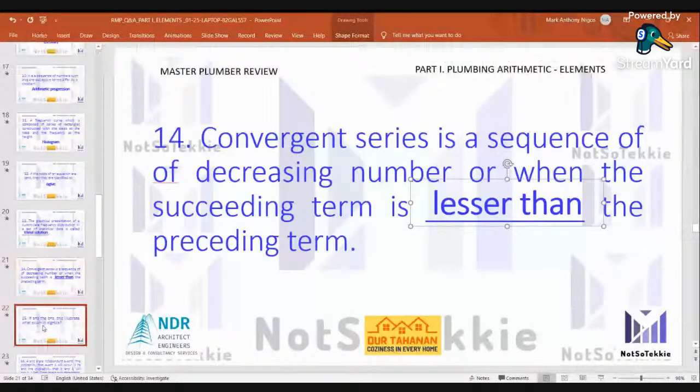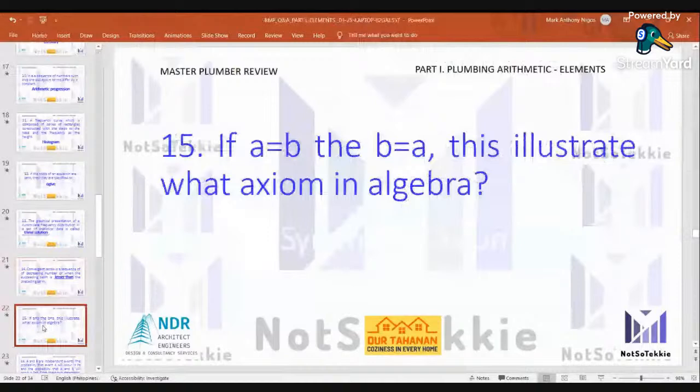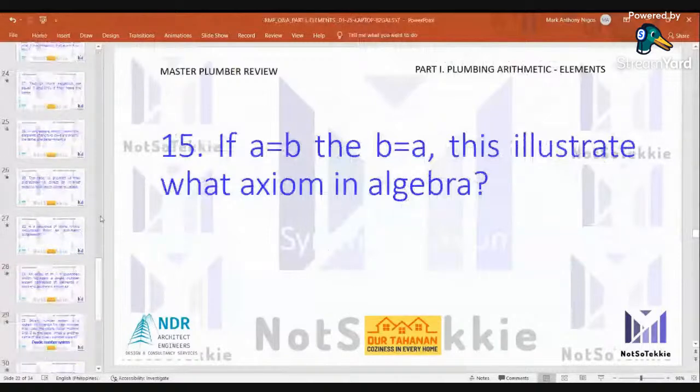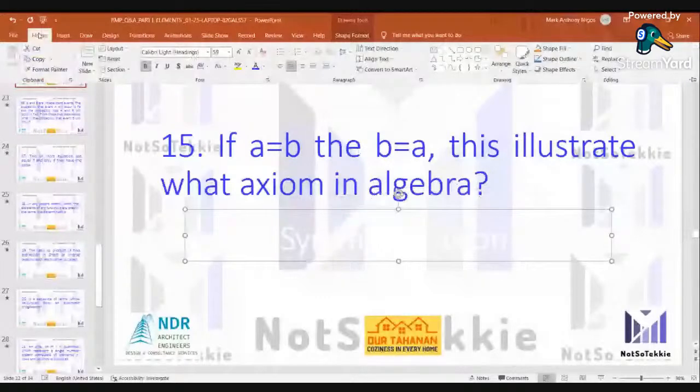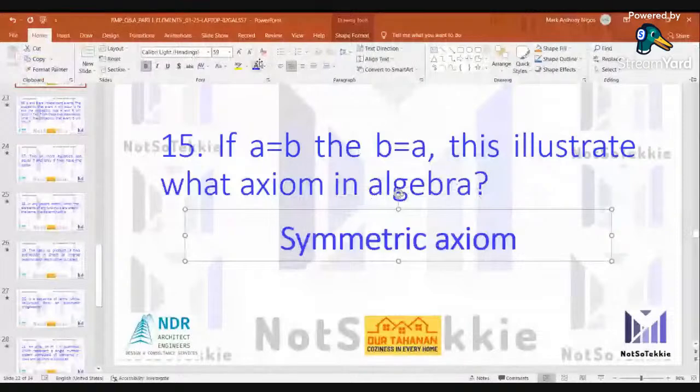Number 15. If A is equal to B, then B is equal to A. This illustrates what axiom in algebra? Symmetric axiom, the answer. If A is equal to B, then B is equal to A. This illustrates what axiom in algebra? The answer is symmetric axiom.